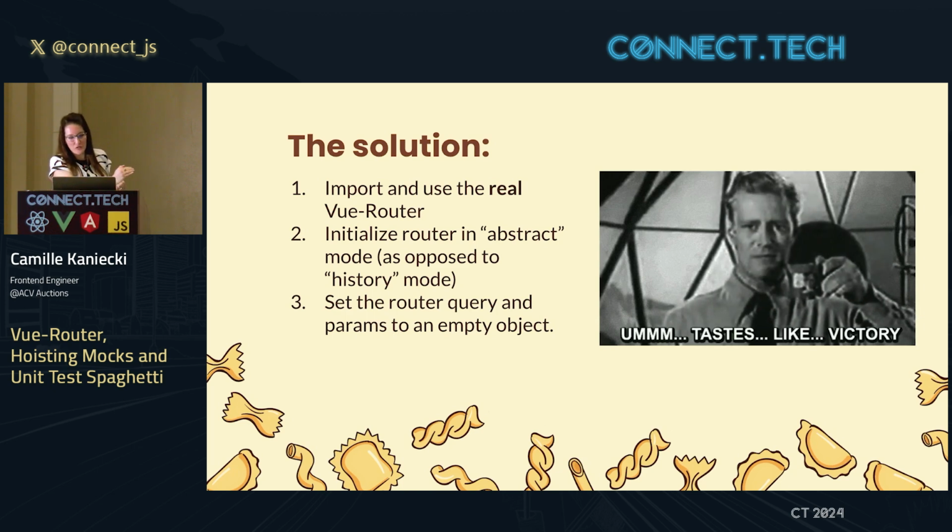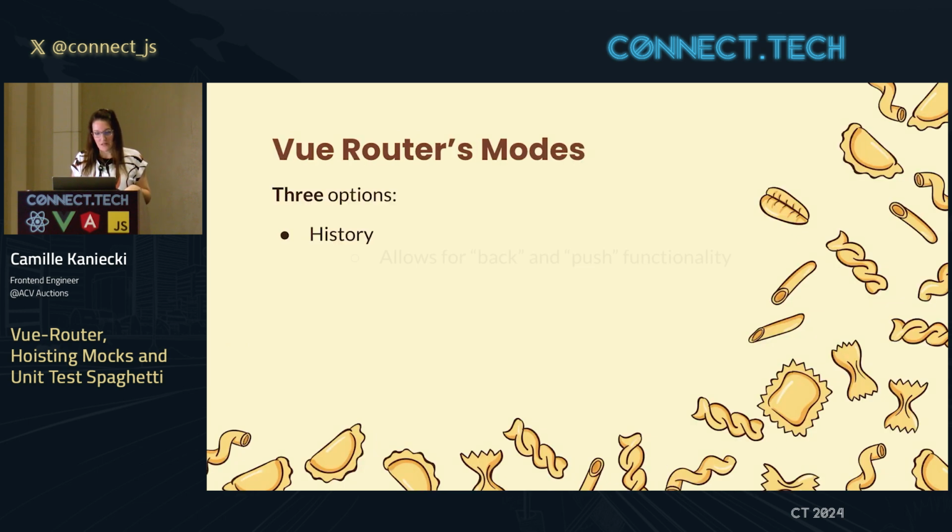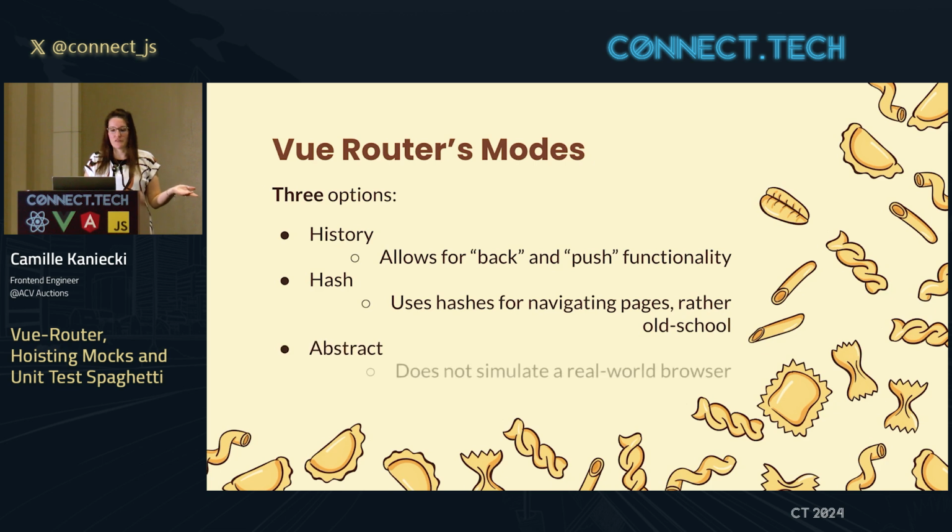And then I set the router query and the params to an empty object. So basically, just making sure everything is initialized, clean slate. We talked about this really quick. I'm just going to recap the different modes in Vue Router. The one that we care about is abstract, because it is just a blank slate. It's an empty object. It does not simulate a real world browser.